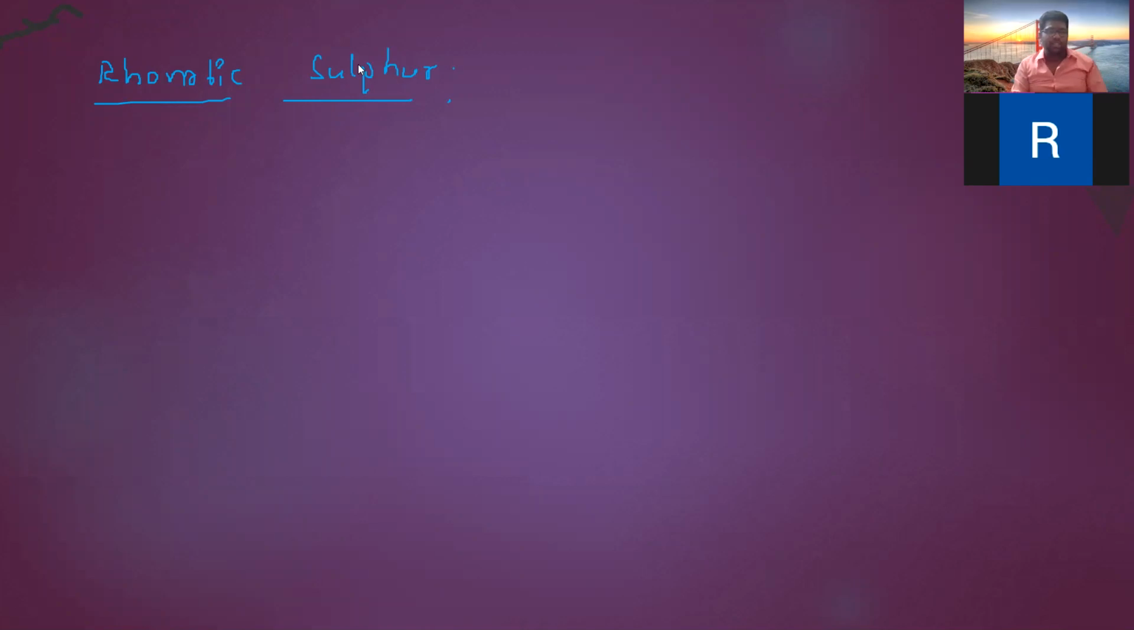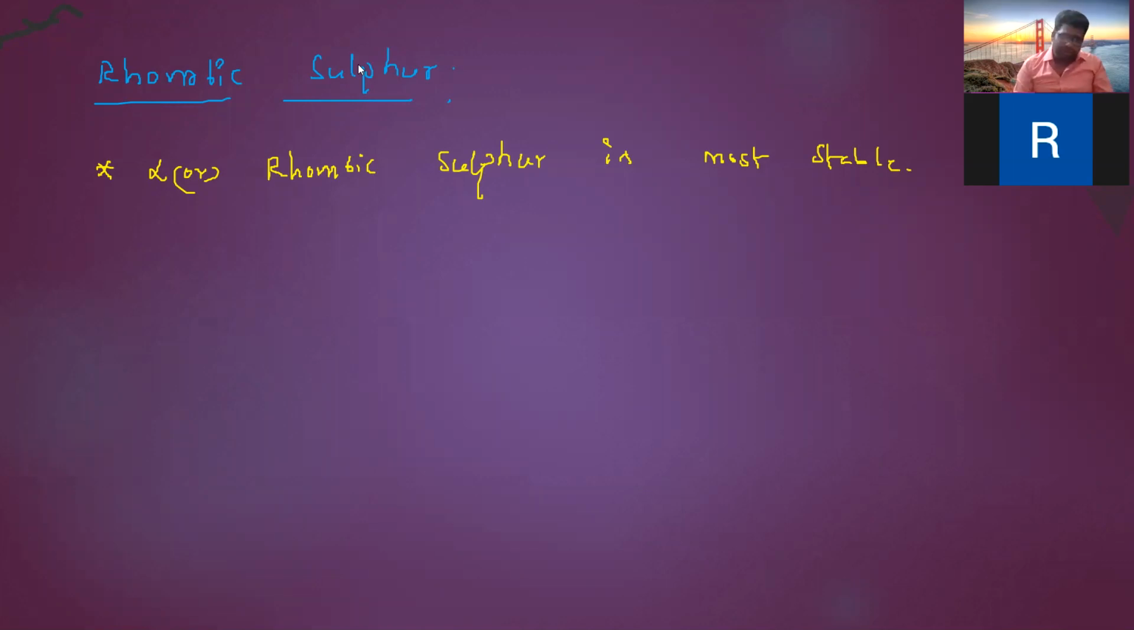Okay, write that point. Alpha or rhombic sulfur is the most stable allotropic form among the remaining beta, gamma, and psi. It is yellow in color.